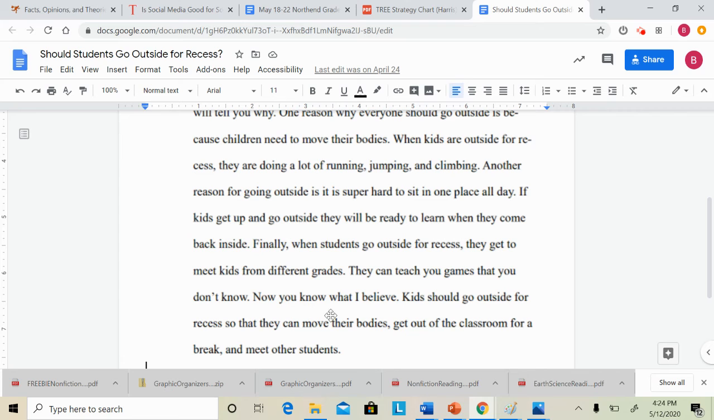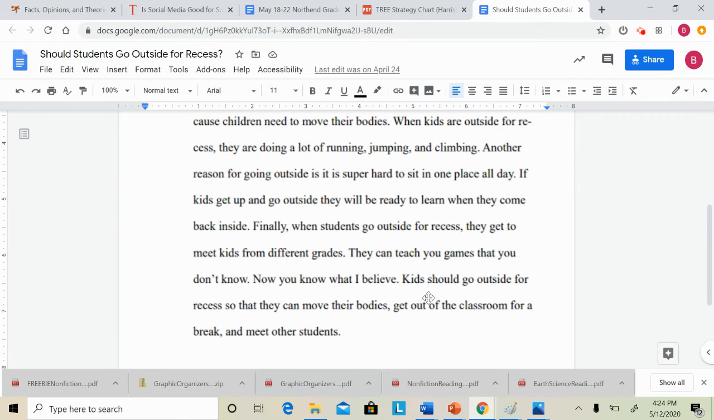"Now you know what I believe. Kids should go outside for recess so that they can move their bodies, get out of the classroom for a break, and meet other students." This ending wraps up the writing because it reminds the reader of the writer's main point that kids should go outside for recess, and it summarizes their reasons. The 3 reasons they said were moving their bodies, getting out of the classroom, and meeting other students.